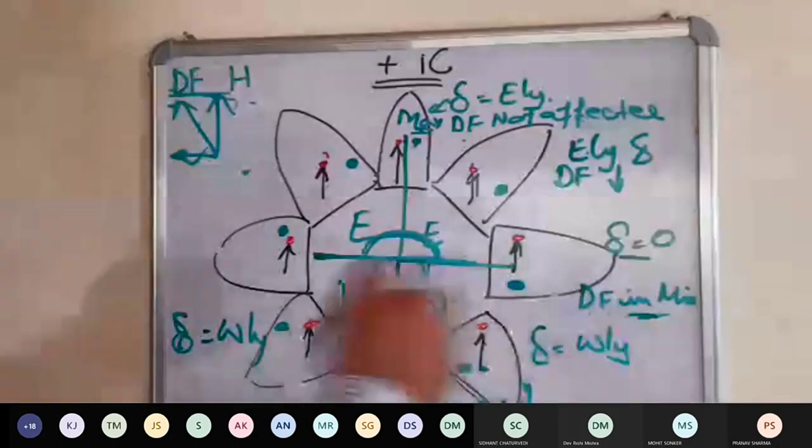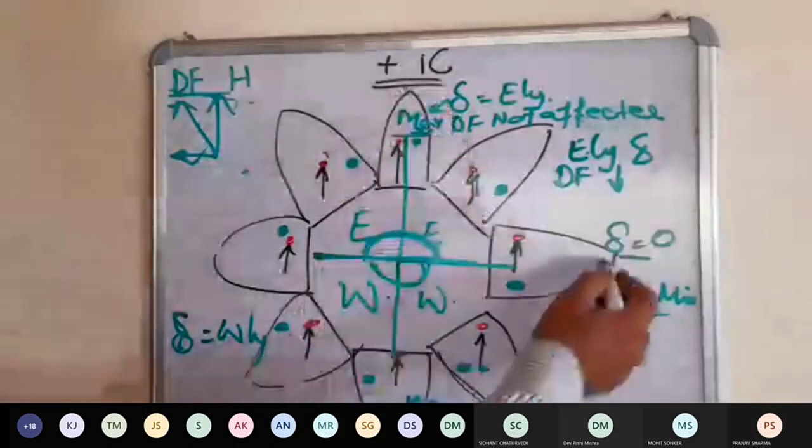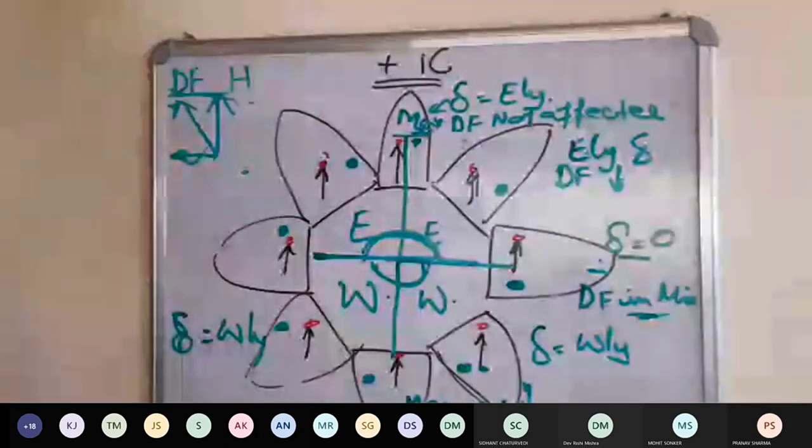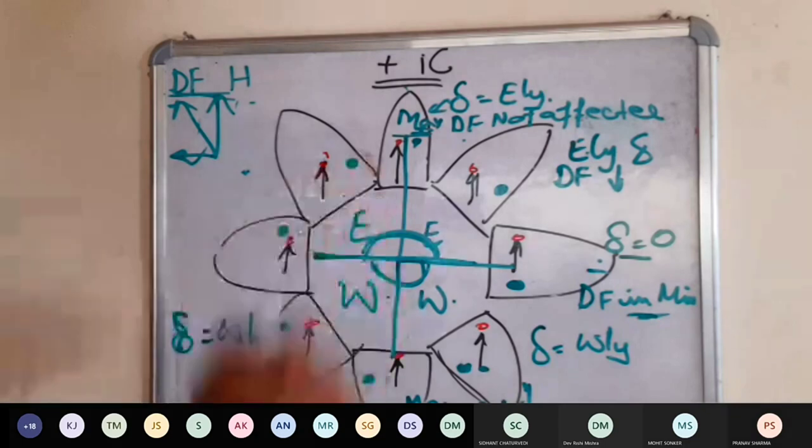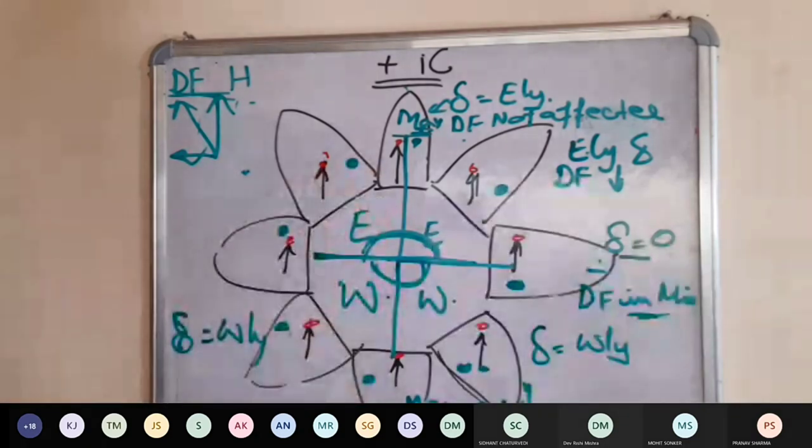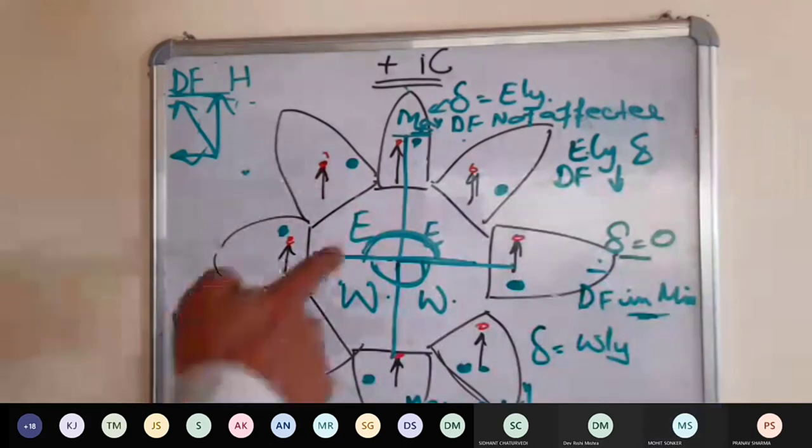Yes, sir. And it is changing at 0 degree maximum, at 90 degree zero. So is it following the cos function? Yes, sir. That is why we said, C ke bare mein, jab total deviation calculate kar rahe the, to humne C ke bare mein kya likha tha? C cos course. Total deviation delta is equal to A plus B sine course plus C cos course. Likha tha? Yes, sir. That is what it is here.